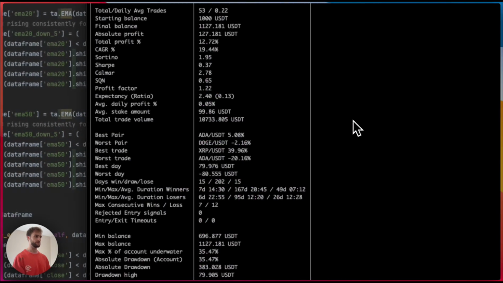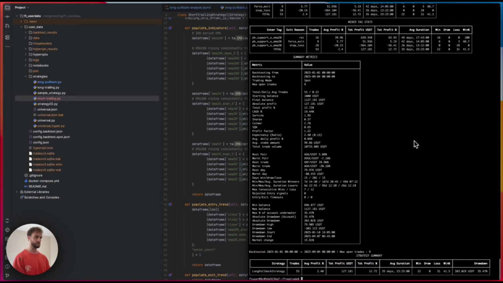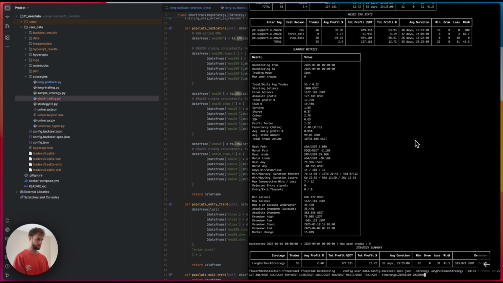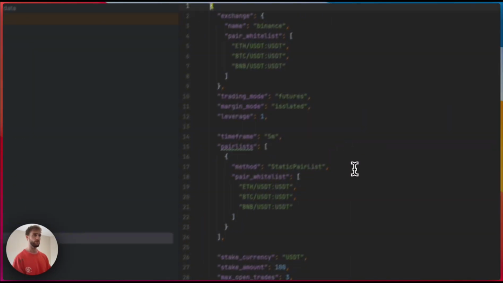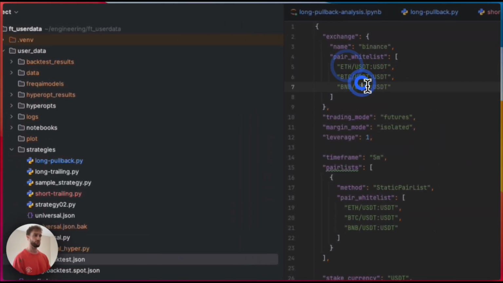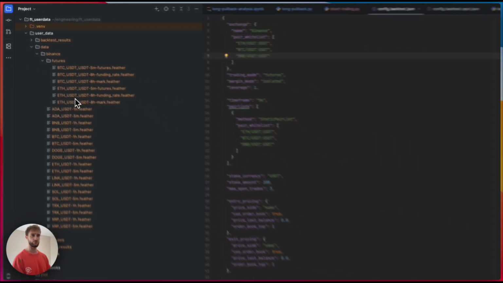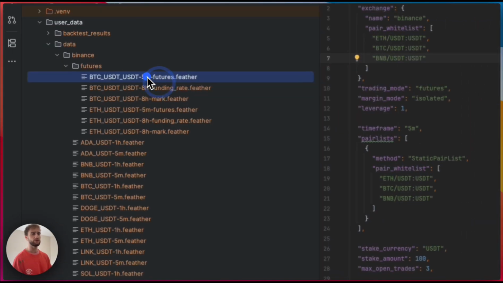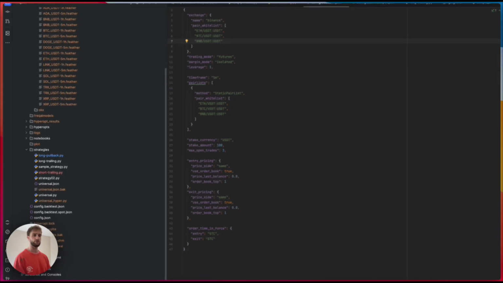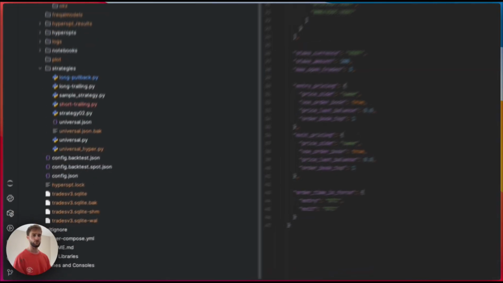I'll open up this terminal, it's quite a bit more convenient, and I will run it for a short time frame. First of all, I need to check my futures configuration. We have just 3 trading pairs, and I think my data for the futures has only 3 trading pairs for 8 hours and 5 minutes. So I need to download the data for futures.